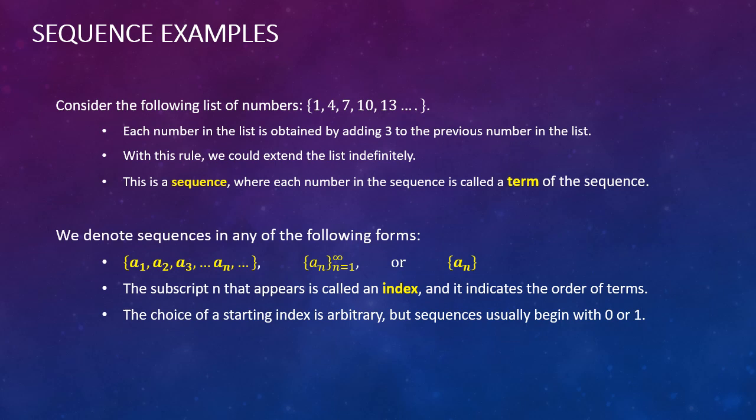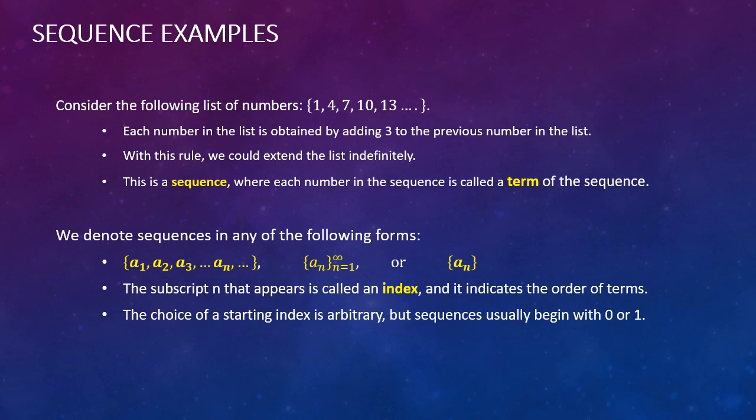Consider the following list of numbers: 1, 4, 7, 10, 13, etc., which means ongoing. We can see by the relationship between the numbers that each subsequent number in the sequence is 3 greater than the one before it. 1 plus 3 is 4, 4 plus 3 is 7, 7 plus 3 is 10, etc. With this rule, we could extend the list indefinitely. This is a sequence where each number in the sequence is called a term of the sequence.